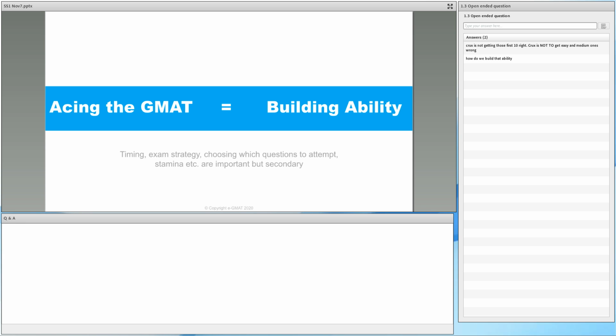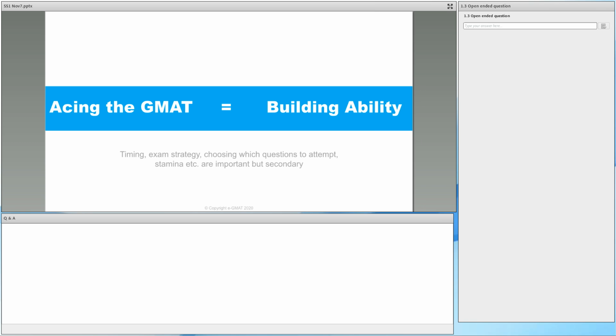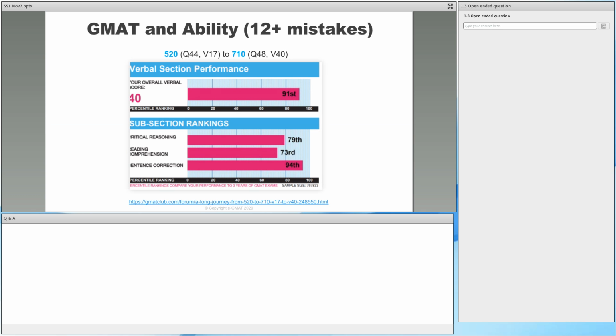And the crux, as someone said, is not to get the first 10 right. The crux is to build your ability such that you don't get easy and medium questions wrong. If you build that ability, you will answer them correctly. Here's another example which shows that you can make mistakes.